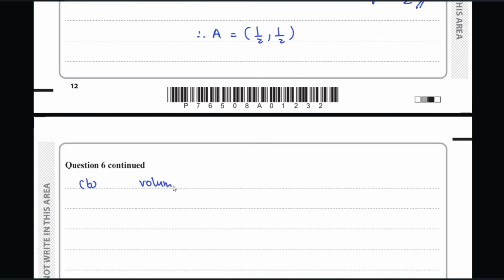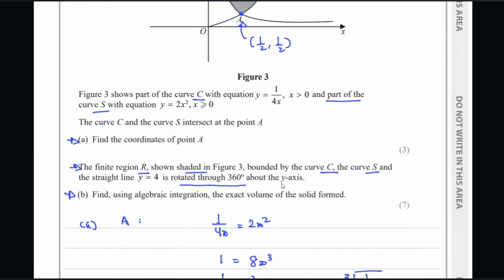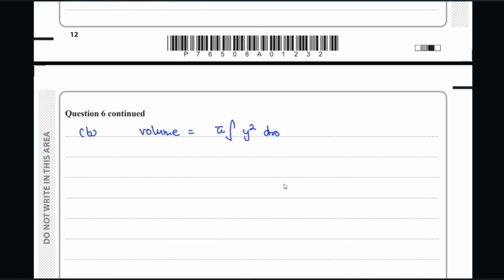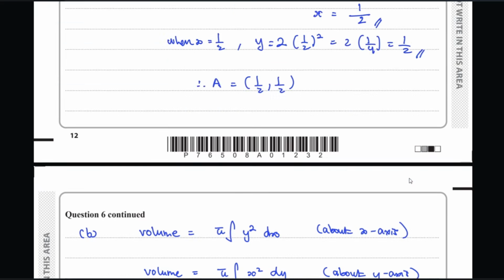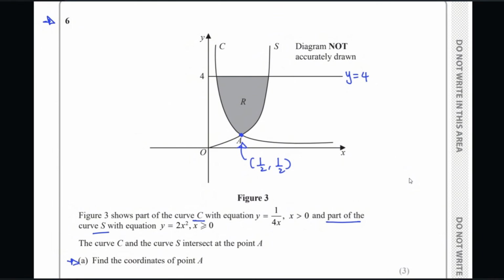So volume is equal to pi times the integral of y squared with respect to x, and this is rotated about the x-axis. If it's rotated about the y-axis, things change. If it is rotated about the y-axis, the volume formula would be pi times the integral of x squared with respect to y. Okay, let's see how we can solve this.